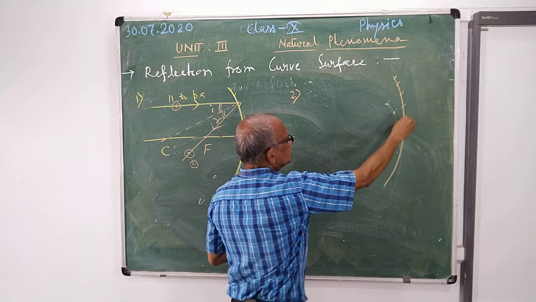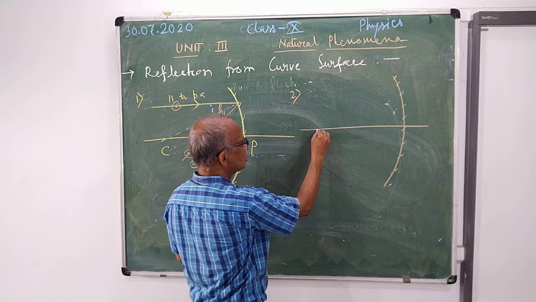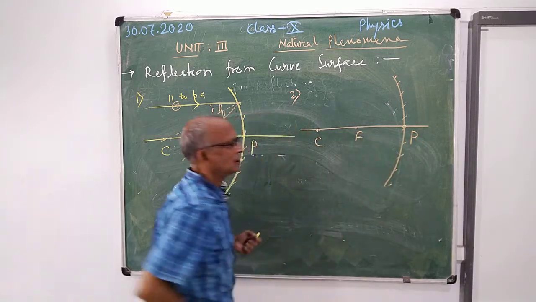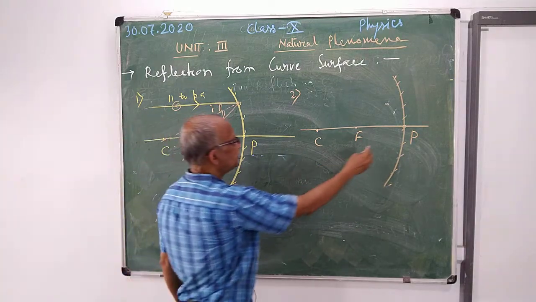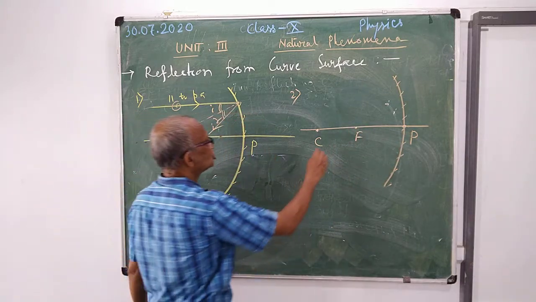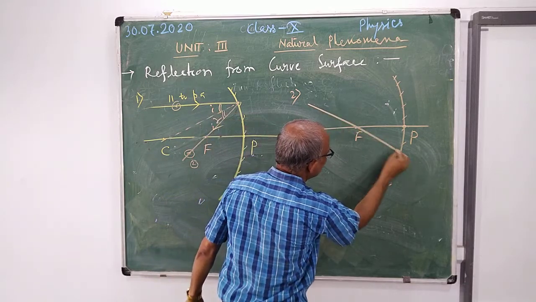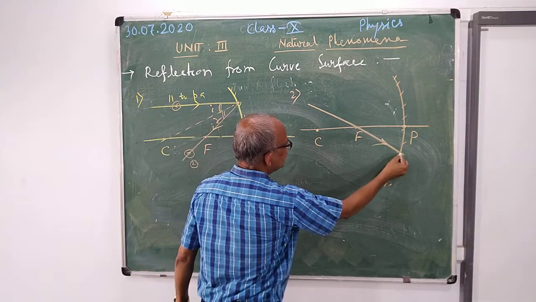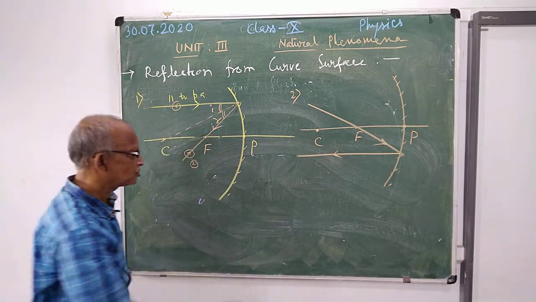So we have 3 points instead of 2. We have now 3: center of curvature, pole, and focus. Later on, I am coming to the relation between PC and PF. Their relation we shall find later. So what is the second? The ray incident through its focus. What will be the reflected ray? Parallel to principal axis. Okay, it's very simple.